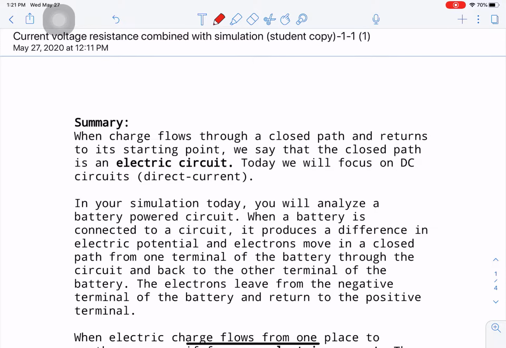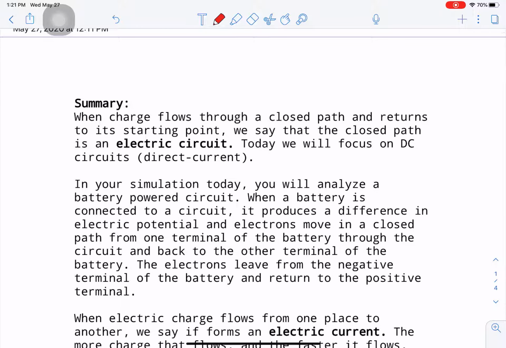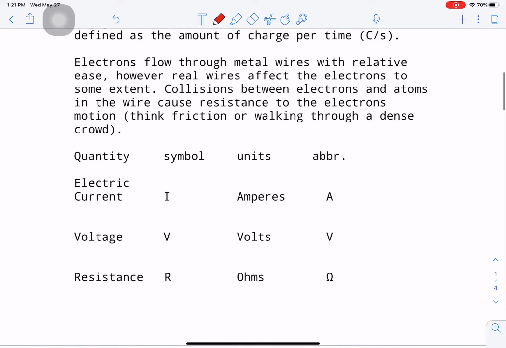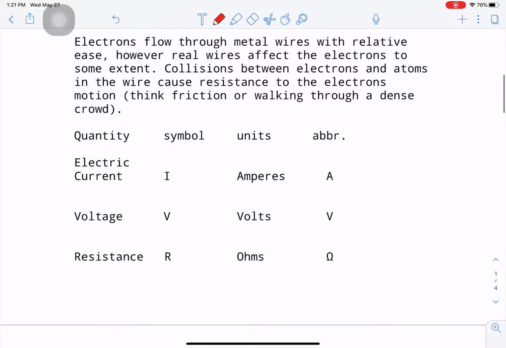Hey guys, I'm going to go ahead and cover the three key terms involved in circuits that you really need to know. It'll also help you with your drawings and understanding your drawings. Make sure you've read the summary or the guided notes that I've provided for you. They're extremely helpful. So we are going to cover current, voltage, and resistance. Let's do that first, and then we can move to the actual simulation.